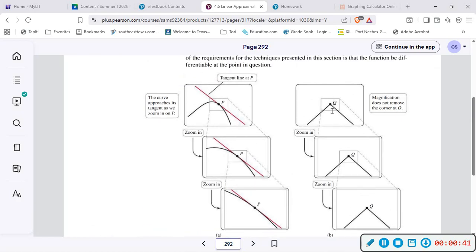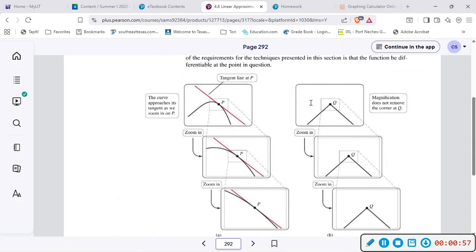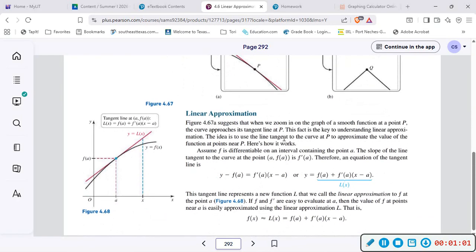Over here it's showing you that if you have a rigid curve at a point, no matter how much you zoom in, it continues to look like a rigid point, and so that's why we say those aren't differentiable. That's part of it. We can't approximate it if the function is not differentiable.